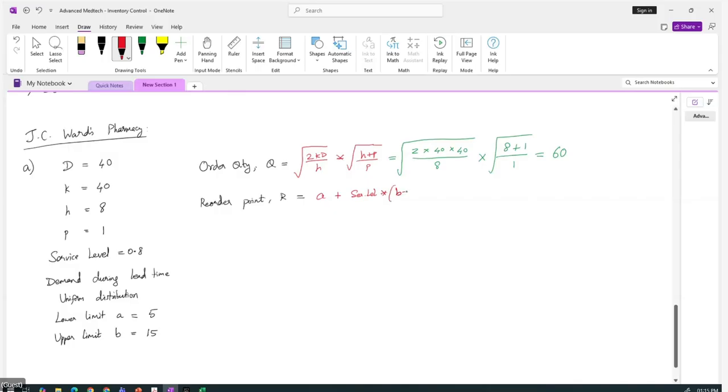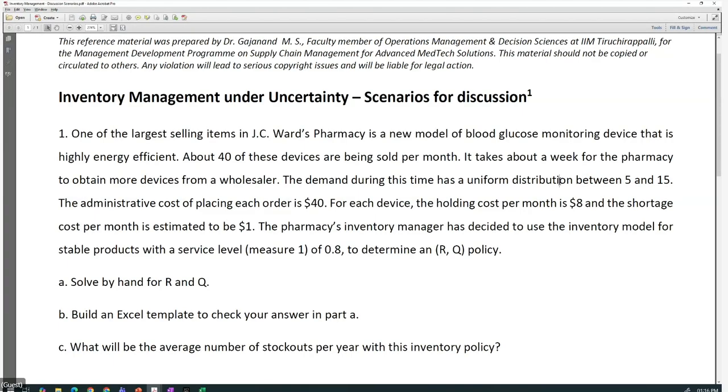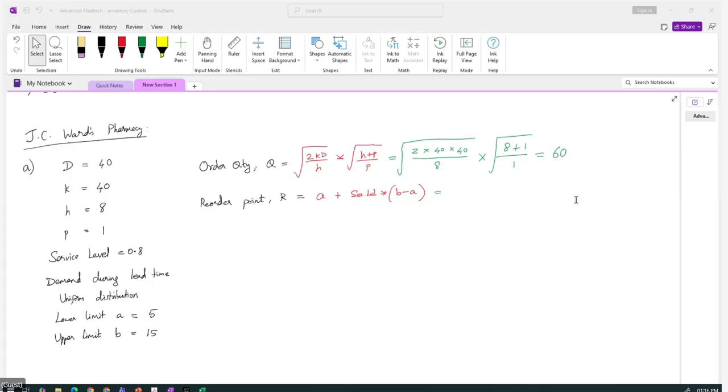into B minus A. In this context, A is the lower limit. What does the uniform distribution mean? The demand can vary anywhere between 5 units and 15 units during the period. So here it will be 5 plus the required service level, 80%, so 0.8, multiplied by 15 minus 5. This will turn out to be 13.